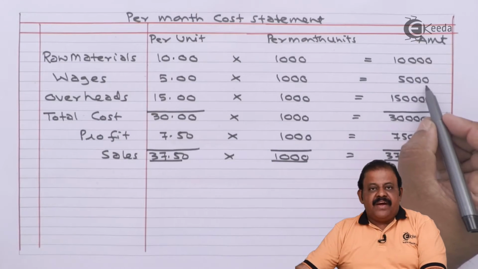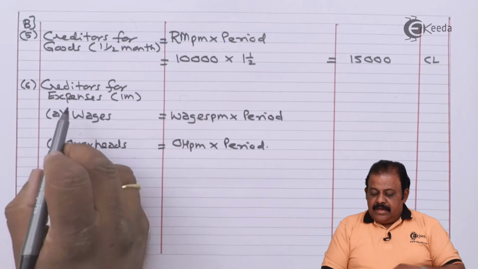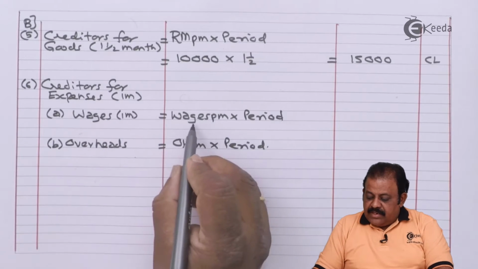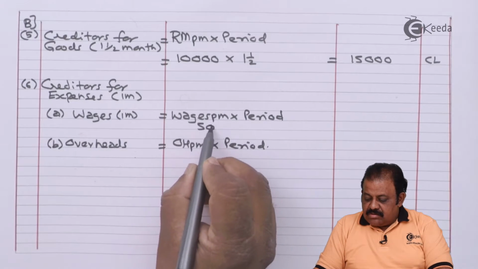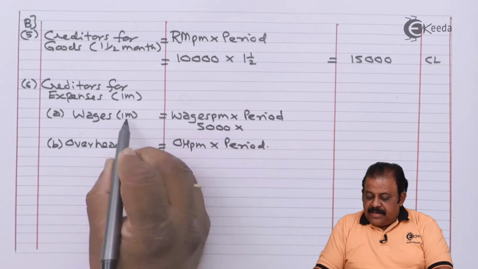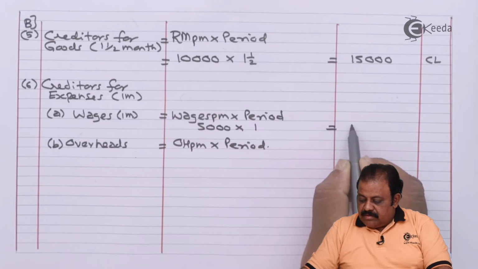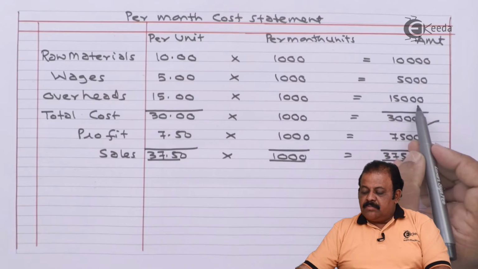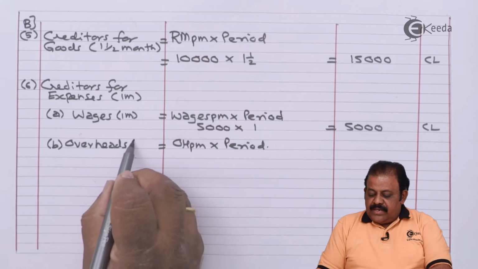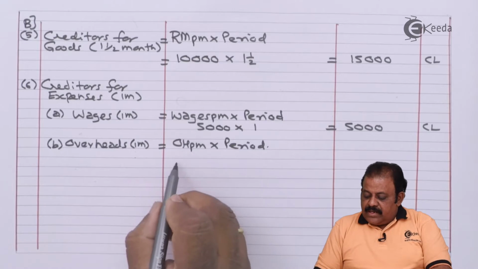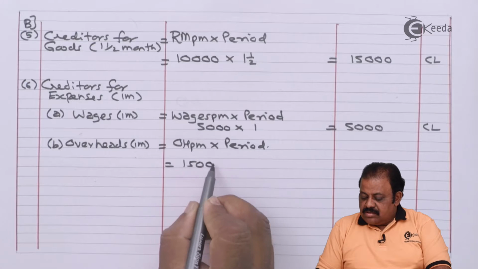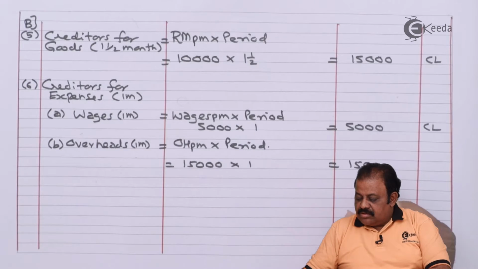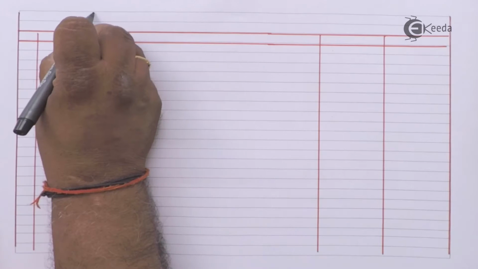Wages per month 5,000. Creditors for expenses 1 month, that is wages for 1 month. Wages per month 5,000 multiplied by period 1 month. So it will be 5,000 current liability. Overheads per month 15,000, credit period 1 month. So it will be 15,000 current liability.